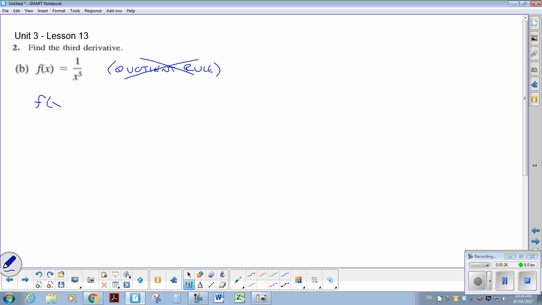So I'm going to write this one as a power function. Using our exponent rules, this is going to become x to the negative 5. Now this becomes a lot simpler. So we want to find our third derivative.